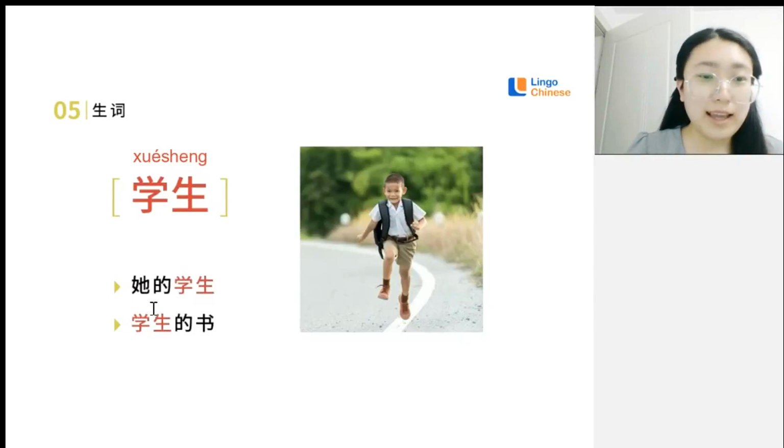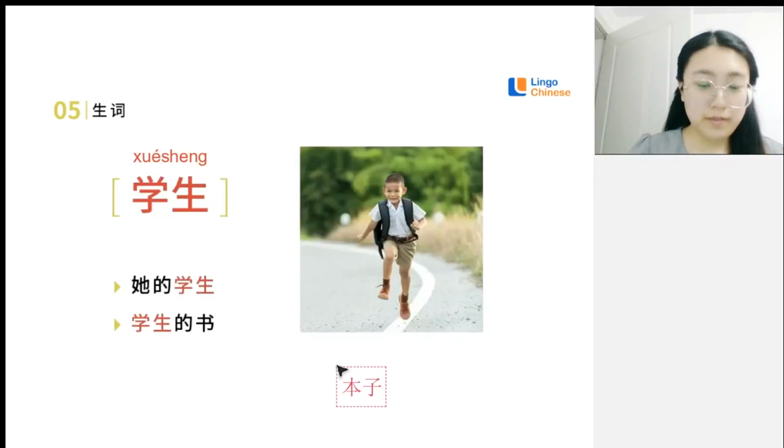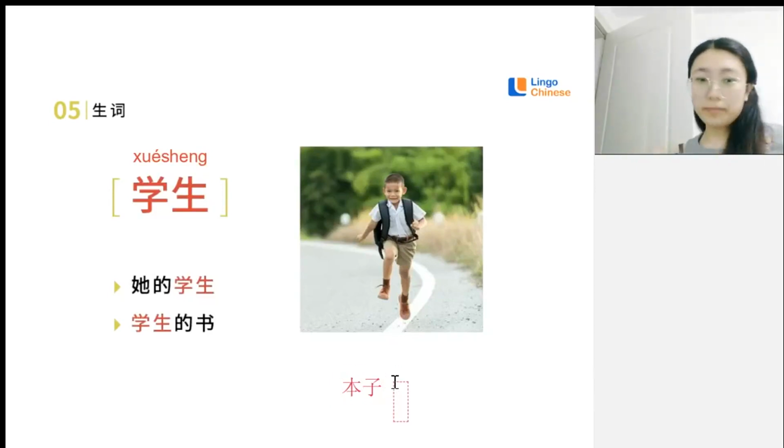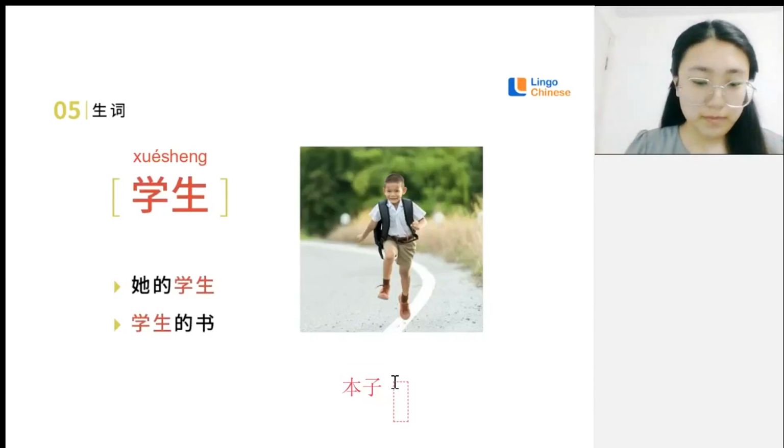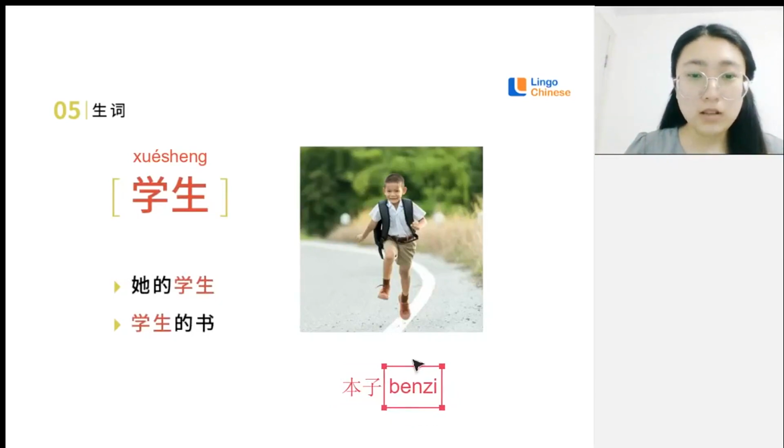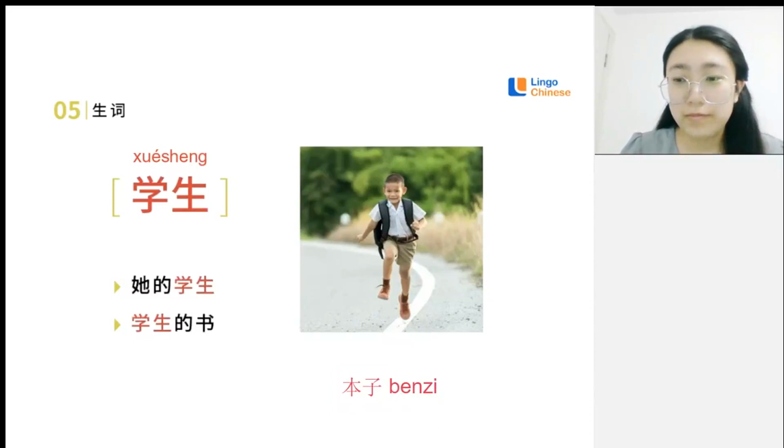Yeah, you're right. And this, 学生的书, student's book. How can I say 老师的书? The teacher's book, yeah. And this is notebook. 本子 means notebook. So 学生的本子 means student's notebook. How can I say teacher's notebook? 老师的本子. Yeah.